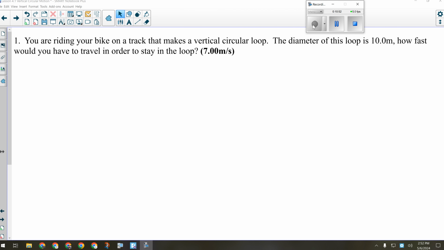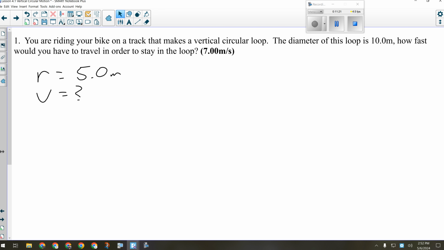All right, so for question number 1, you're riding your bike on a track that makes a vertical circular loop, like what we watched Damian Walters run through, except on a bike. The diameter of the loop is 10 meters. What's the trick here? It's half of the diameter. I only want the radius, not the diameter. So the radius is going to be 5.0 meters. How fast would you have to travel, so we're looking for v, in order to stay in the loop?